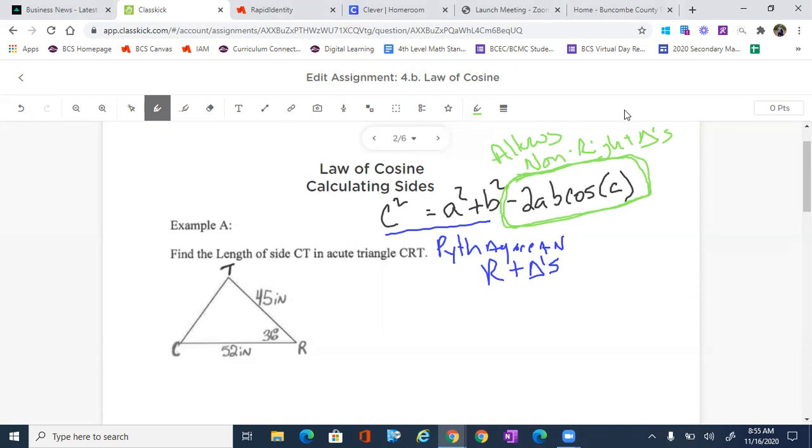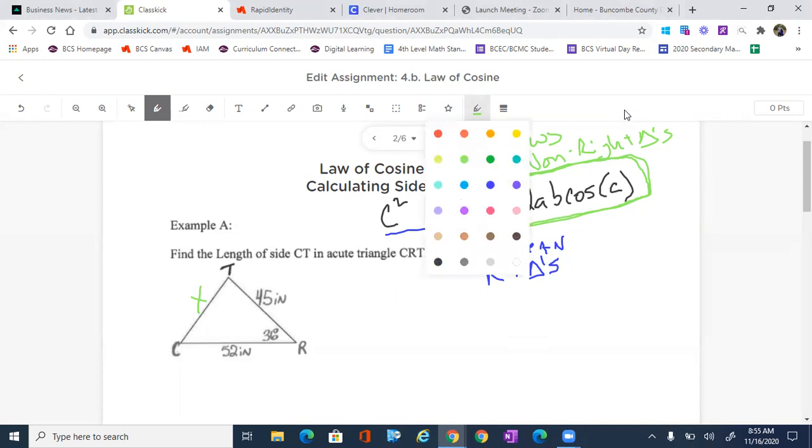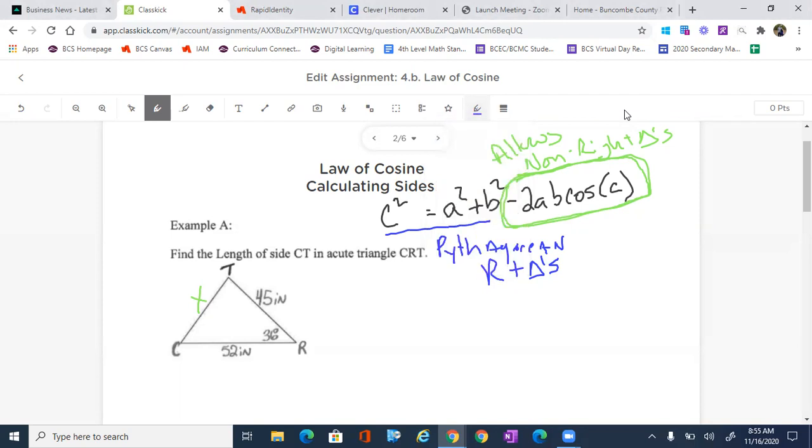It says find the length of CT. So I'm going to go ahead and mark that. We're going to look for CT, which is right over here, in acute triangle CRT. Now, the law of cosines is simple. We start it like the law of sines, okay? What I do is I look for an angle and a side that I'm looking for. So I say, okay, I start at 36 degrees, I go clear across, and I look for its set. In this case, that set is across the triangle, just like in the law of sines.